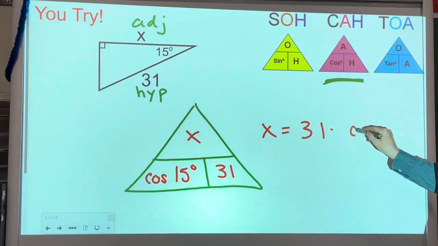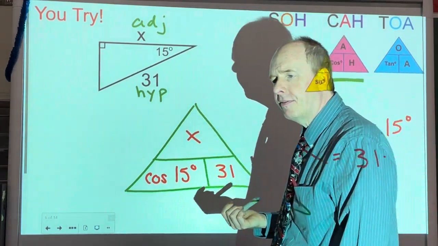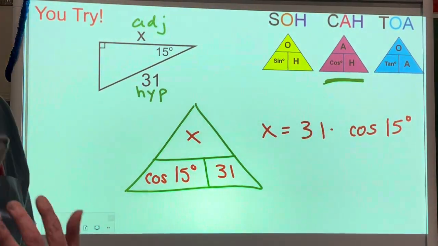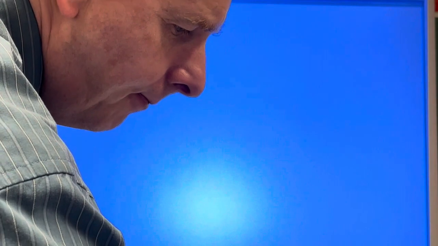And like I said last time, it doesn't matter if the cosine comes first or the number comes first. You're multiplying. 2 times 3 is the same as 3 times 2. Order doesn't matter when you multiply. Put it in my calculator. Let's find out.